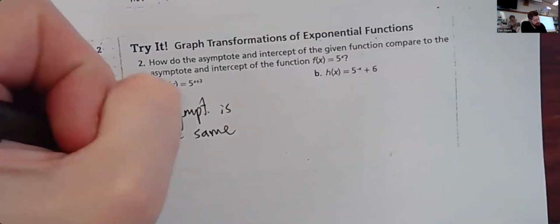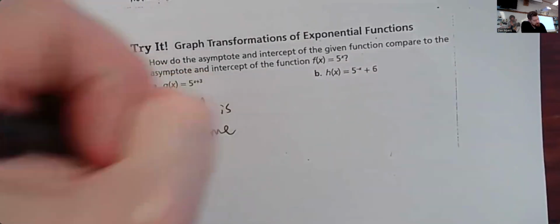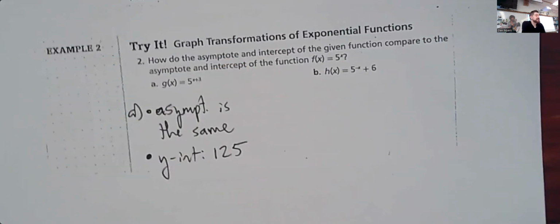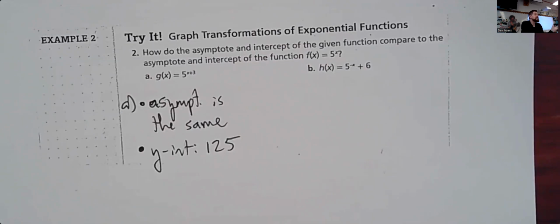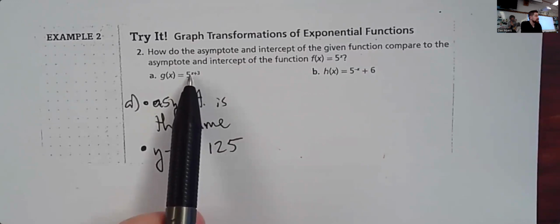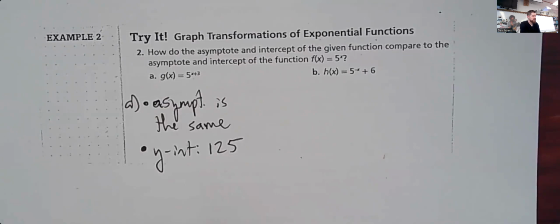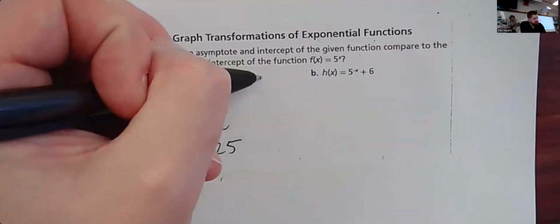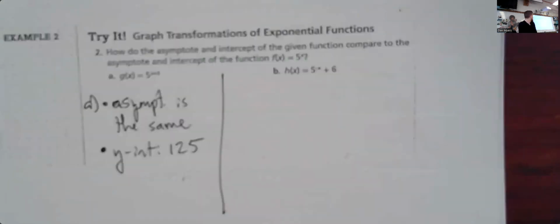So where's our y-intercept? 125. Because that's 5 cubed. Whenever x is 0, you have your y-intercept. So we're still going to plug in 0 for x. 0 plus 3 is 3. 5 to the 3rd power, 5 cubed, 5 times 5 times 5, 125. So the y-intercept increases by 124, but the asymptote stays the same. Over here, let's see.